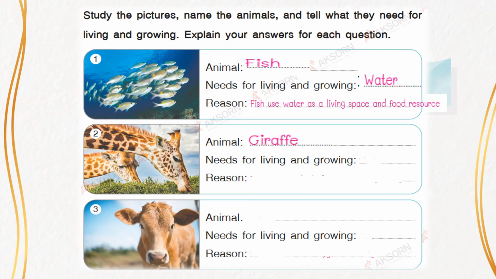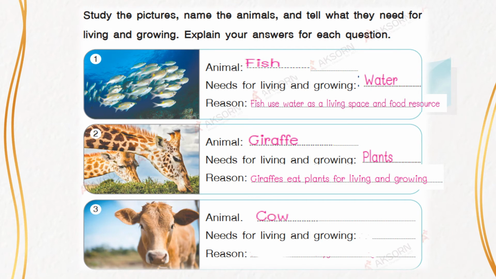Number 2, what animal is this? Yes, giraffe. Giraffe needs for living and growing. Okay, they need plants. What is the reason? Giraffe eats plants for living and growing. Next, number 3.